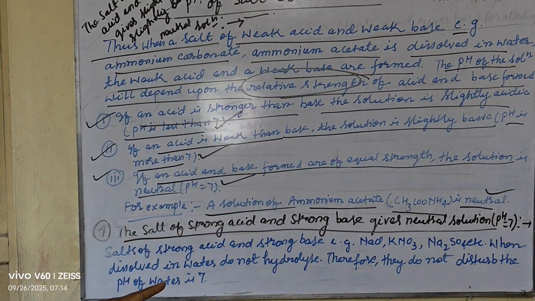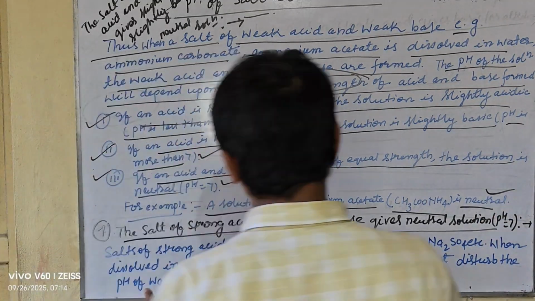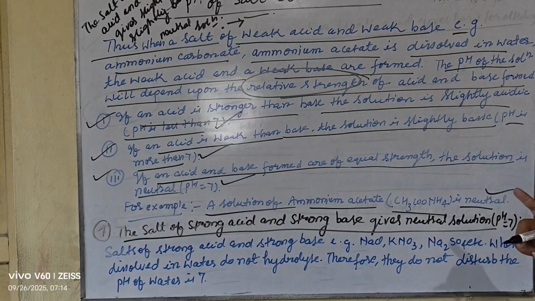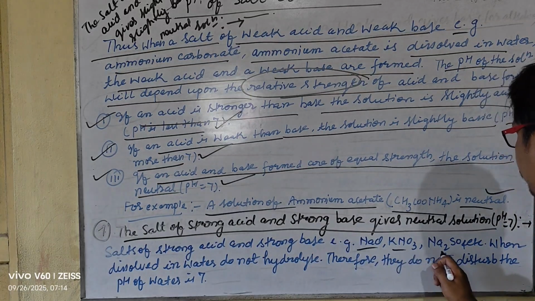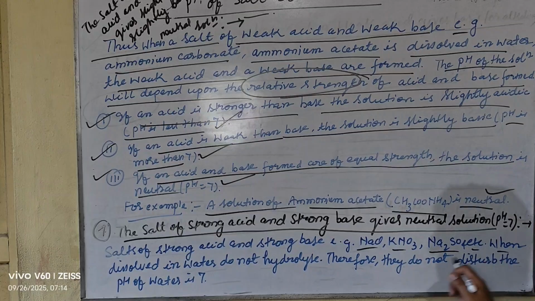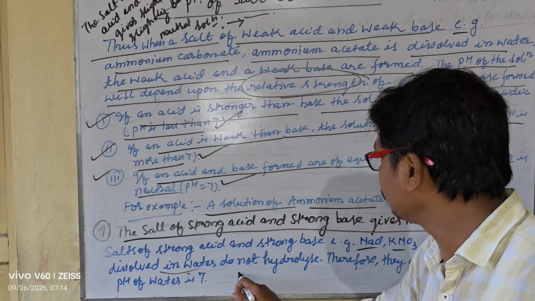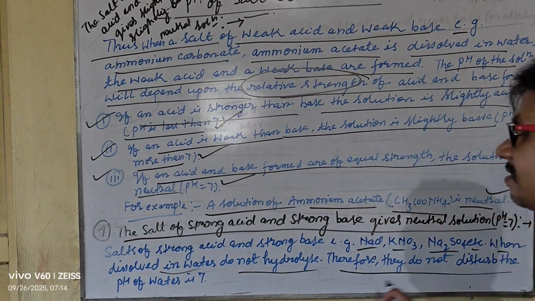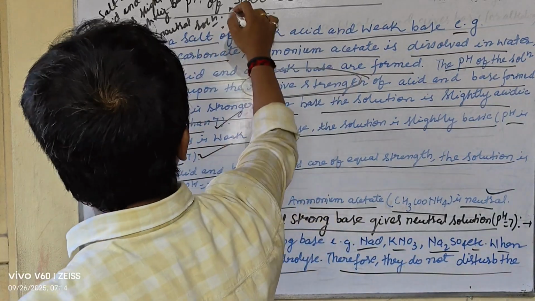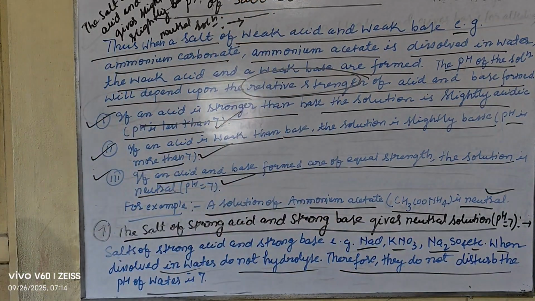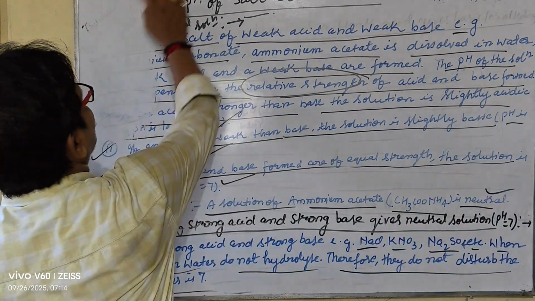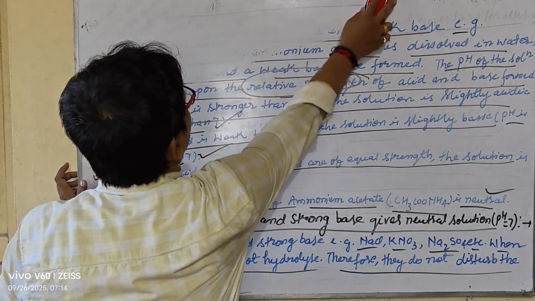A salt of strong acid and strong base gives a neutral solution, pH equal to 7. So the salts of strong acid and strong base, for example NaCl, KNO3, etc., when dissolved in water, do not hydrolyze, therefore they do not disturb the pH of water, 7. This is all about the pH of salt solution.